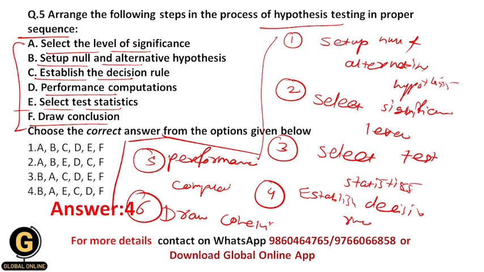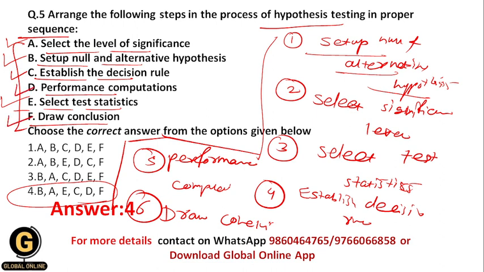4, that is B, A, E, C, D, F, because setting up the null and alternative hypothesis is the first step, which is your option B. Then after that, select the level of significance, which will be your second step, which is option A. Then select the test statistic, which is option E. Then establish the decision rule, which is option C. Then performance computations, option D, and draw conclusion, option F. That's why your correct answer should be 4.